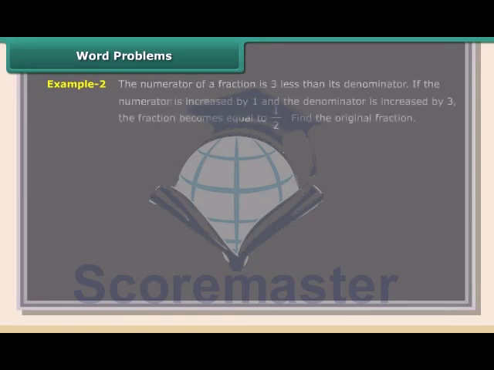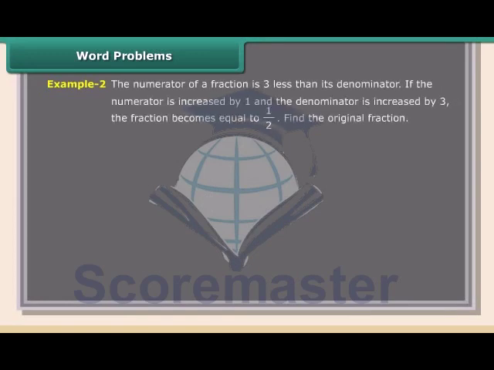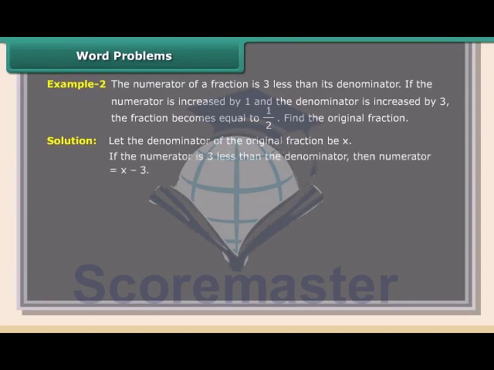Example 2. The numerator of a fraction is 3 less than its denominator. If the numerator is increased by 1 and the denominator is increased by 3, the fraction becomes equal to 1/2. Find the original fraction. Solution. Let the denominator of the original fraction be x. If the numerator is 3 less than the denominator, then numerator is equal to x - 3. Original fraction is equal to (x - 3)/x.